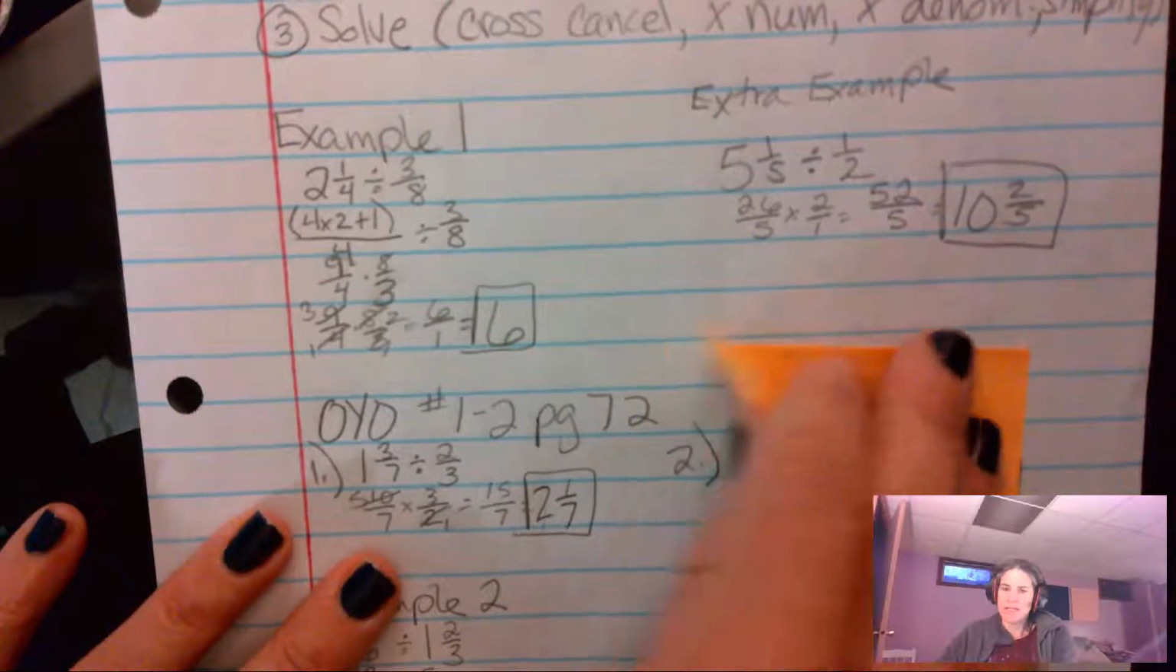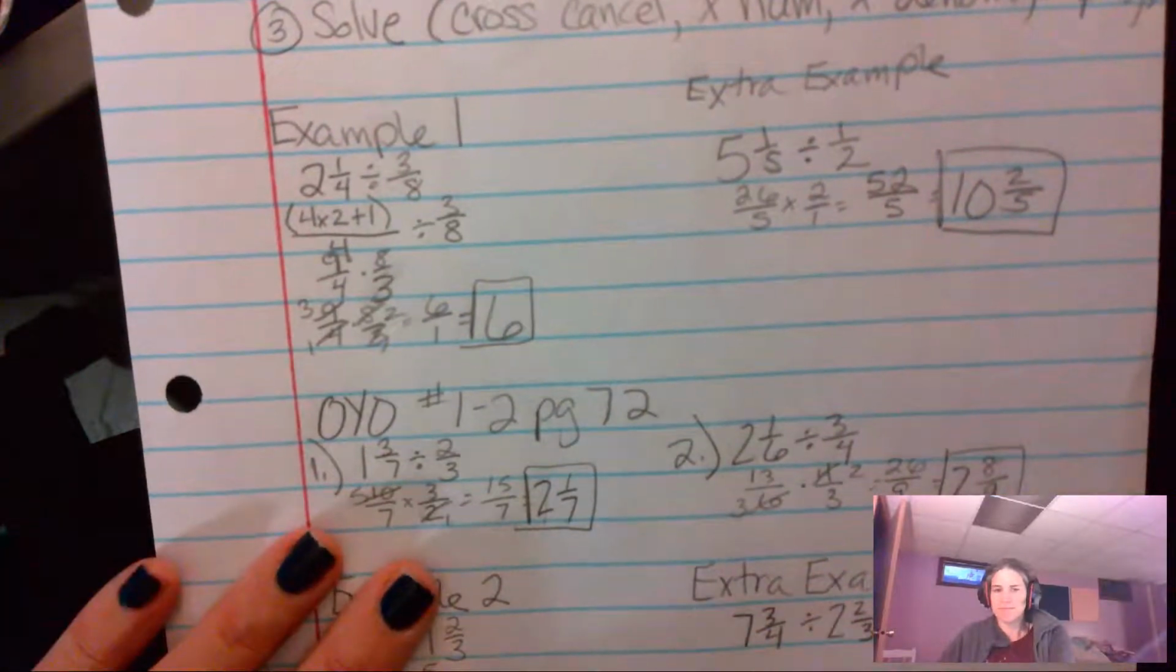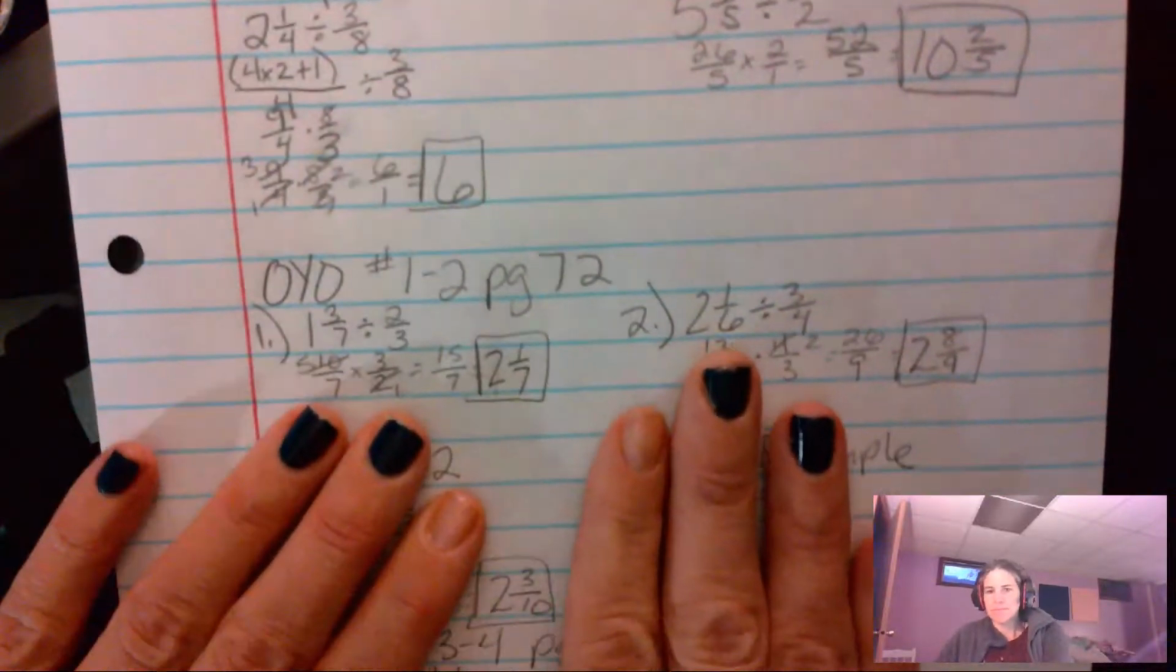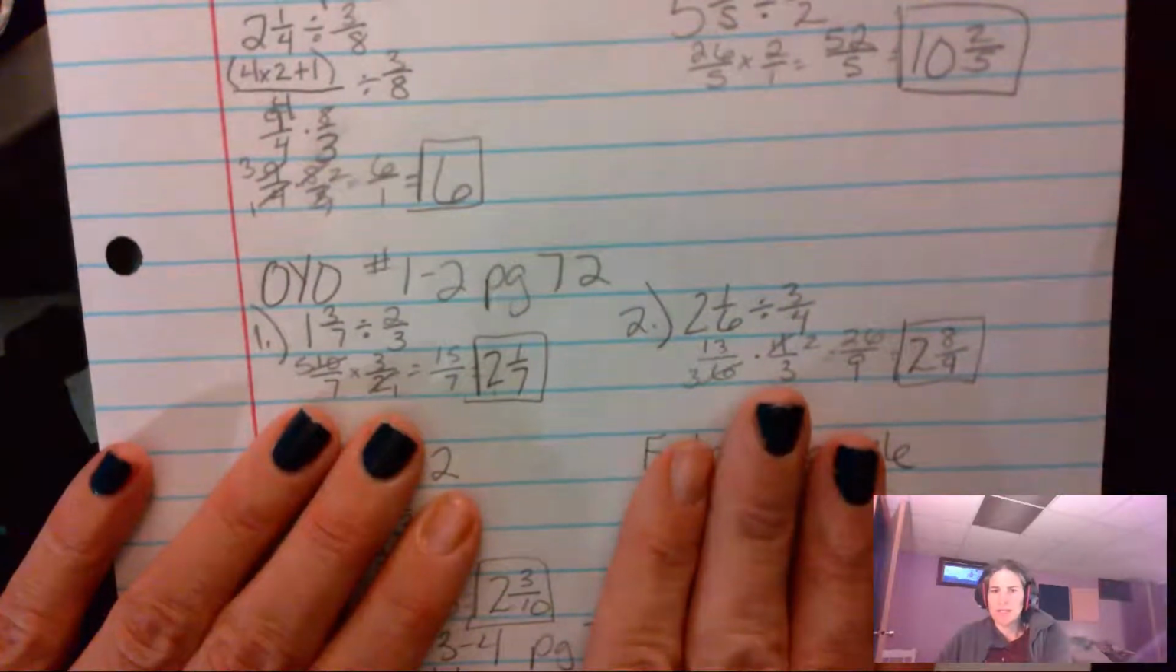Here's my answer for my second on your own. You should have 2 8/9.